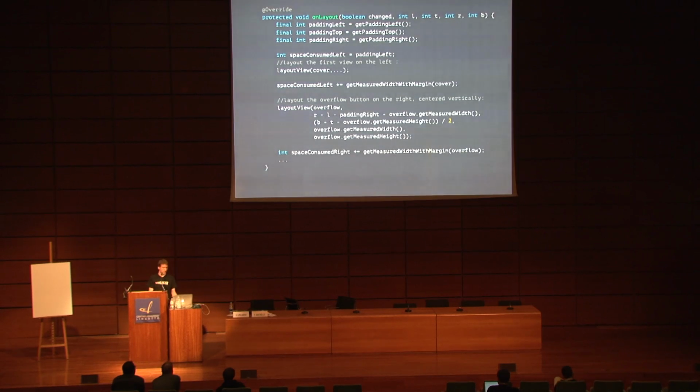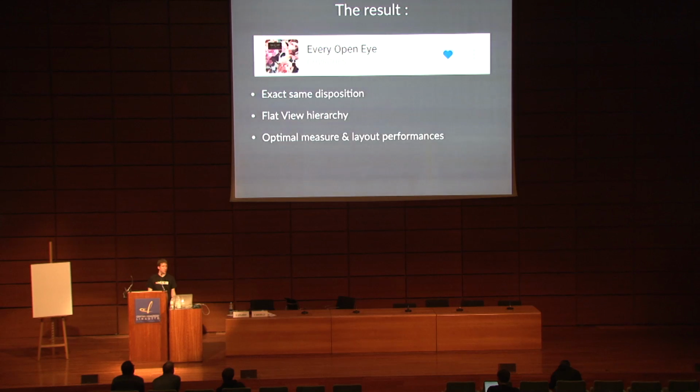And finally, in order to lay out, I need to tell the view how much width and height it has. So I just need to get the measured width, since that's already been done in the measure pass. And the result, once we have done that for each view, is the exact same disposition we had for the relative layout implementation. But this time we are flat, we don't have any nesting, and we get pretty much the optimal measure and layout performances we can have on the platform.